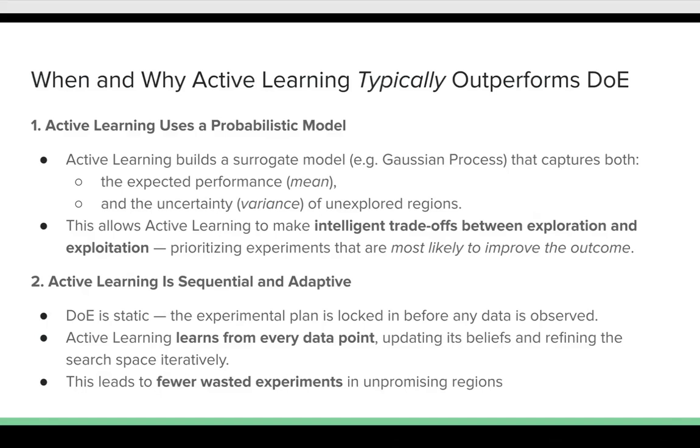Active learning is sequential and adaptive. Design of experiments is static. The experimental plan is locked before you run any experiments and before any data is generated. Active learning will learn from every data point. It's going to update its beliefs and then, based on that, refine the search space. This leads to fewer wasted experiments looking at unpromising regions, which is typically not where you want to spend your time and money experimenting.